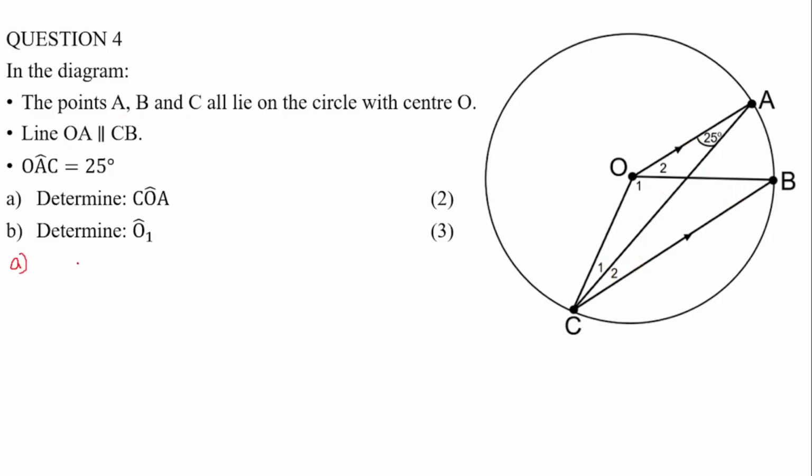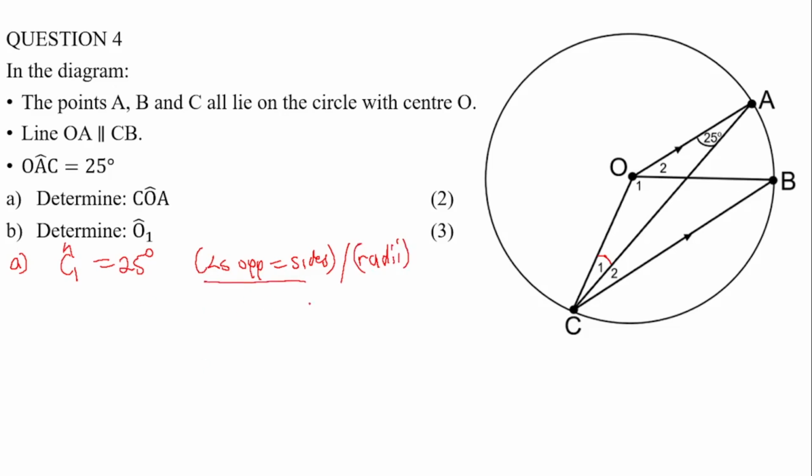For A, angle C1 is equal to 25 degrees. Why is angle C1 equal to 25 degrees? Because these are angles opposite equal sides. Even if you say radii, that would be fine. If you say radii also, that would be fine.